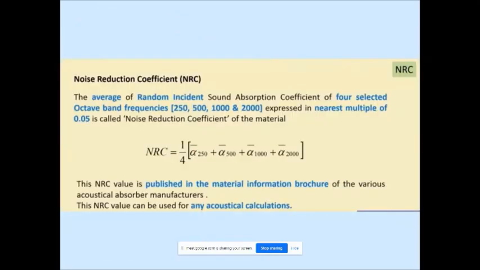Again the same thing, NRC. You will be finding NRC, simply written NRC on the brochure of material. I will show you various materials and their product description which is written on the brochure. And this is the average of alpha value.